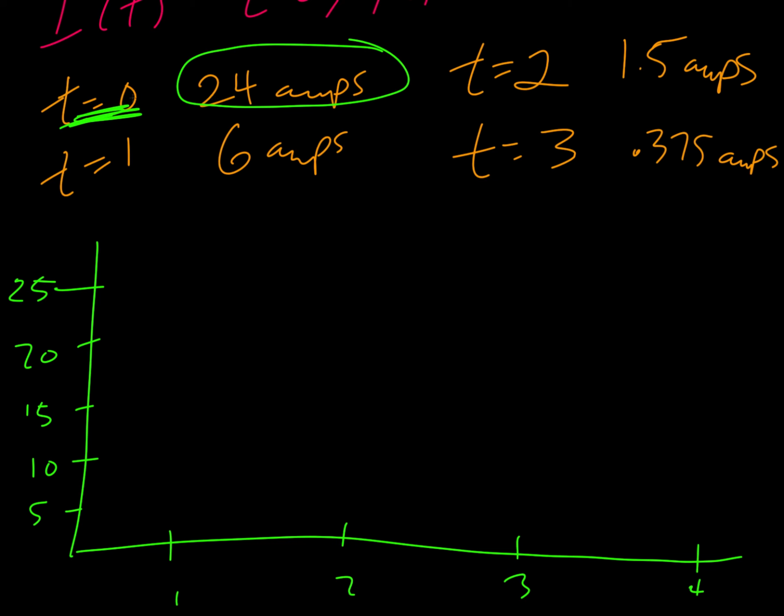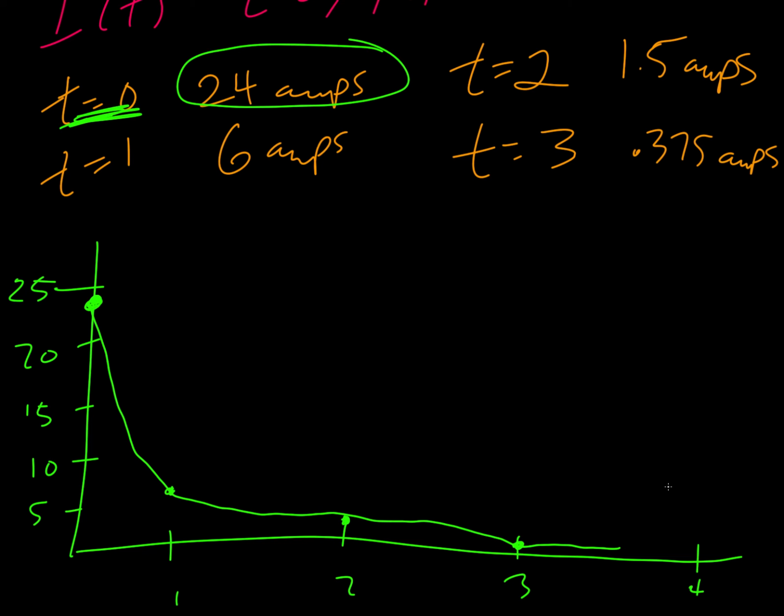Okay. So at 0, we're 24. So we're about right there. At 1, we're at 6. So we're already substantially lower. Then we're at 1.5. And then we're at very close to 0. And so if we connect these dots, which I'm going to have a really hard time doing, we can see that that's an exponential decay function.